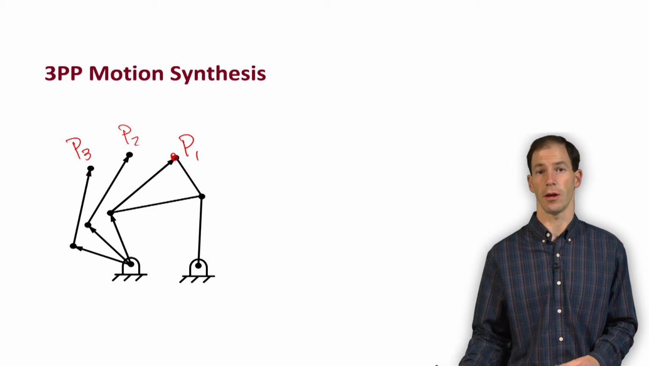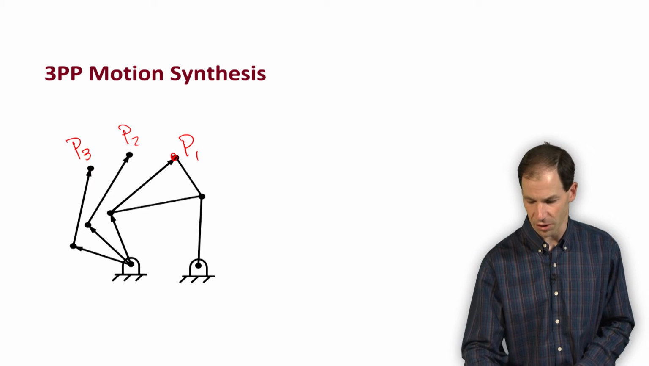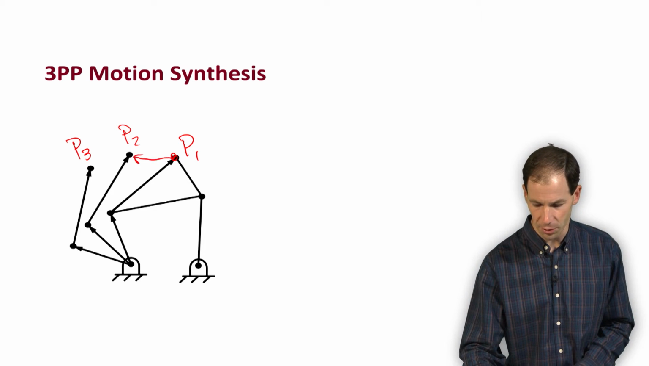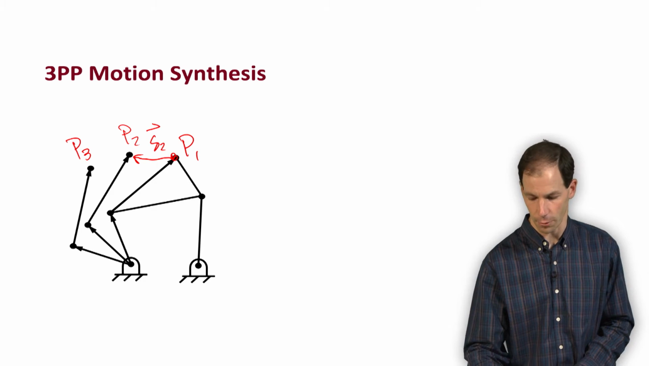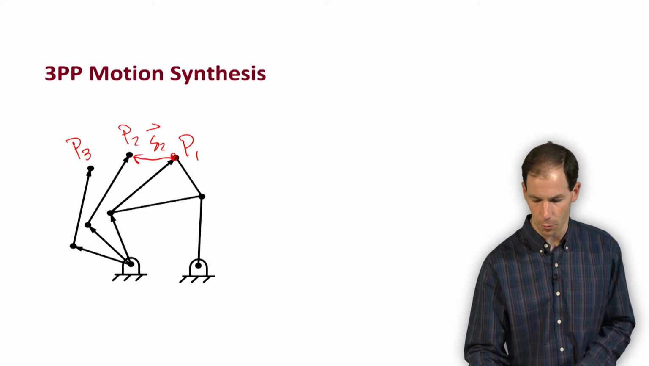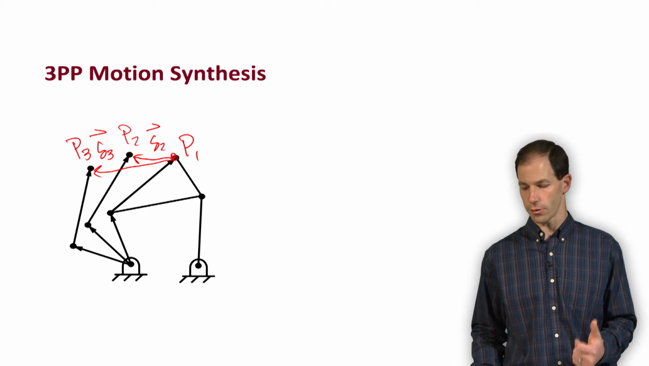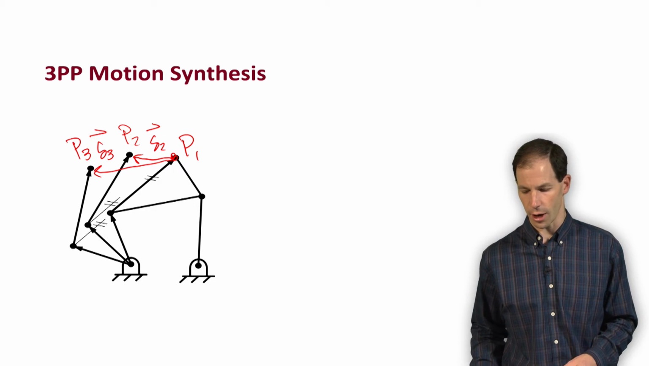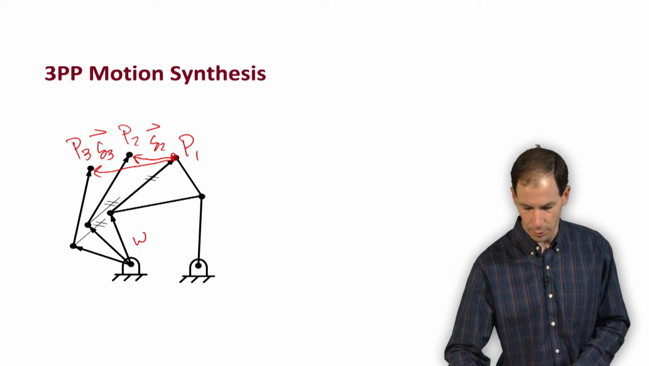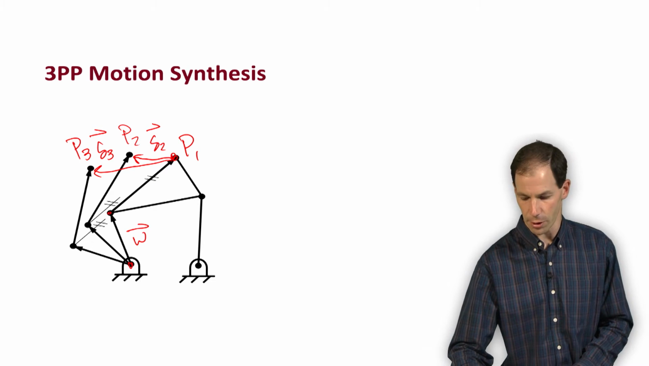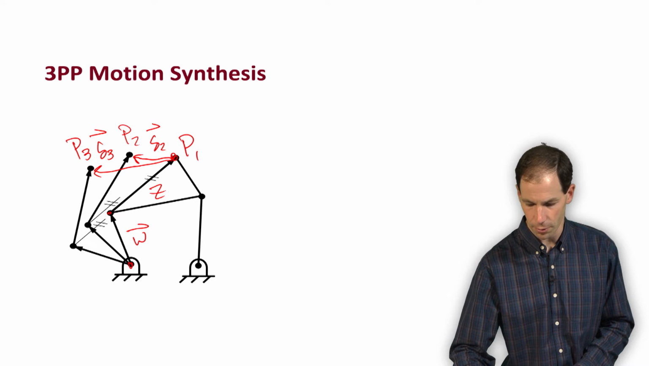I can describe the motion between those, or the displacement between those positions, with my displacement vector. So I've got delta 2 going from position 1 to 2. And then going from 1 to 3, I've got my delta 3 vector. And then I also need some rotation angles. First of all, I need to define my W vector, which is going from the ground pivot up to the moving pivot. From the moving pivot up to the precision point, I have the Z vector.